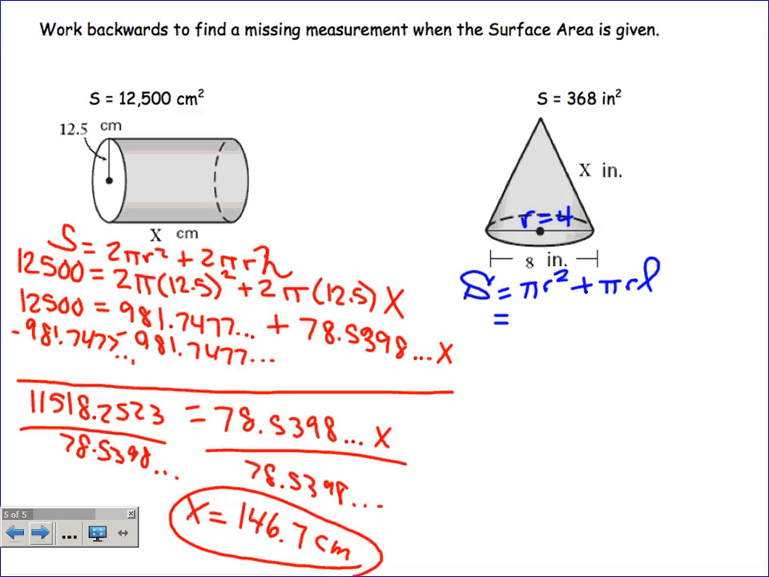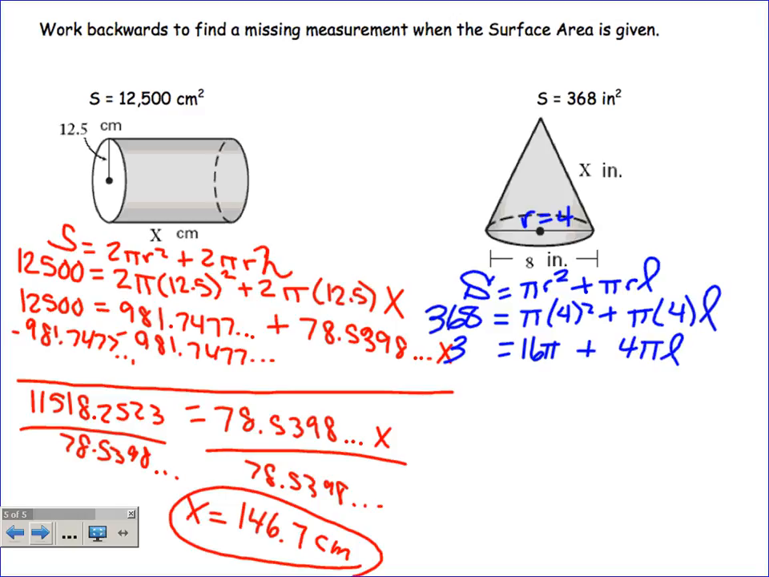Okay, so we have our surface area is 368. That equals pi times r, which is 4 squared, plus pi times 4 times the slant height. That's 16 pi plus 4 pi times L. What are we going to do first? We're going to subtract 16 pi. Sounds good to me. In your calculator, 368 minus 16 times the pi button.